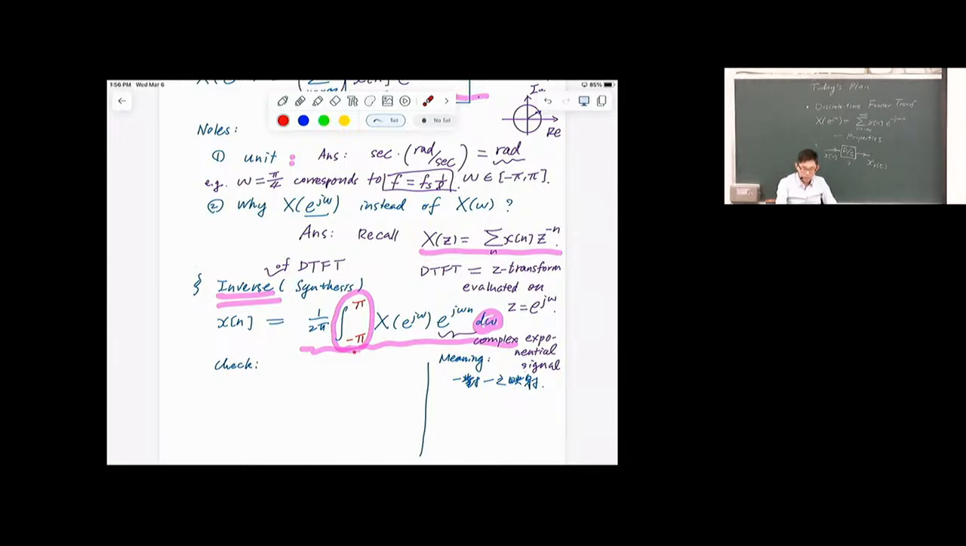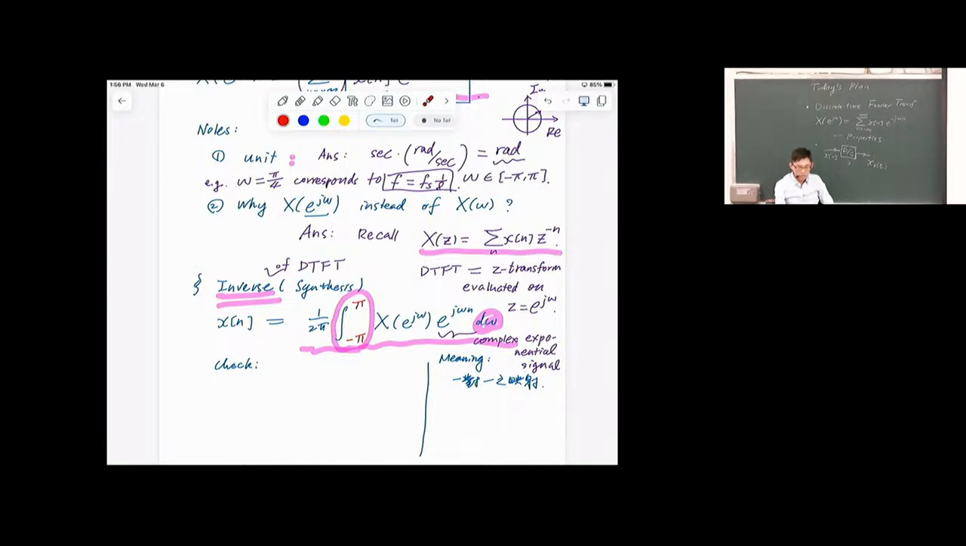Collecting all the frequencies, it turns out that there's a normalization factor of 1 divided by 2 pi. It's not that important, but it has to be there. Then with this normalization factor, we can successfully go from the frequency domain back to the time domain. That's the meaning of the inverse transform.